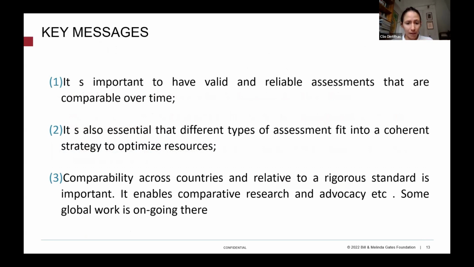And this point on comparability over time is actually more tricky than it seems. It's also essential to have a coherent strategy at the national level on how different assessments fit together, what's their purpose, in order to optimize resources. And finally, probably the third priority compared to these other two, but possibly still important, is to have comparability across countries where relevant, because it also links to rigorous international standards.